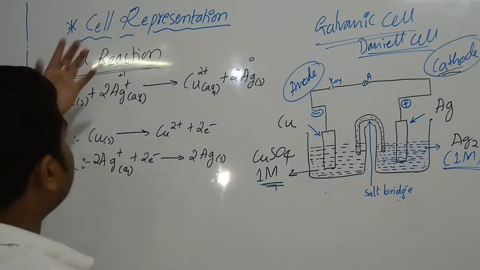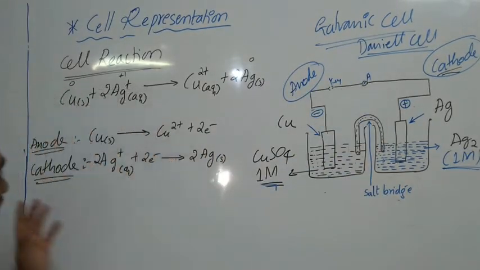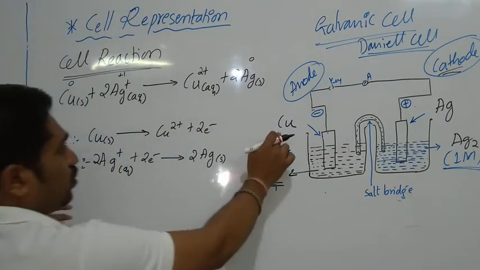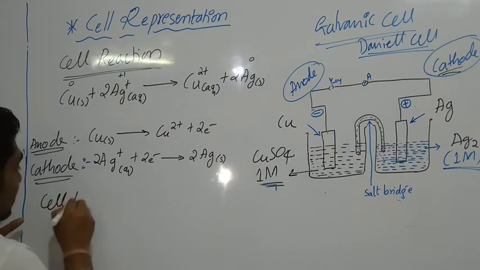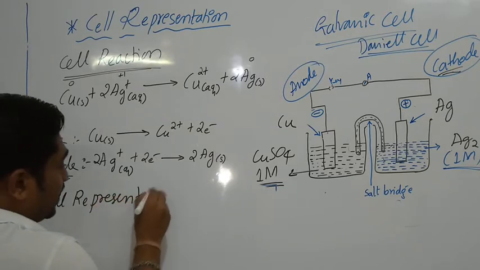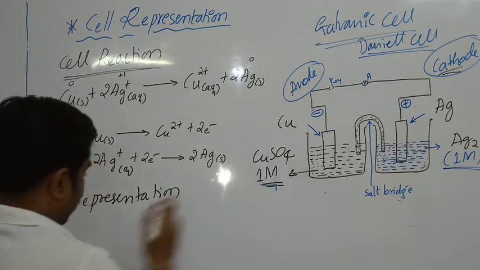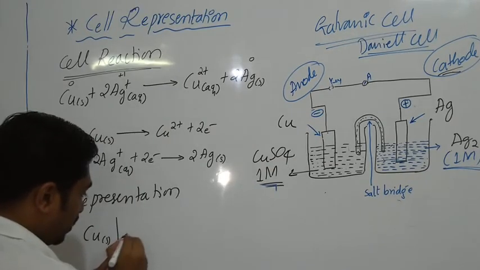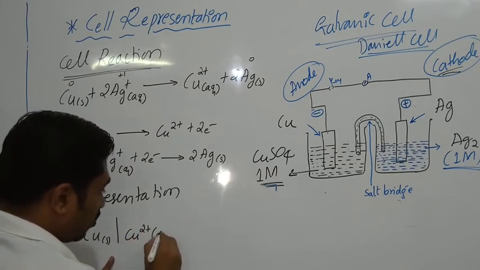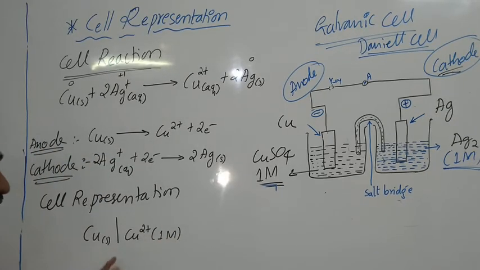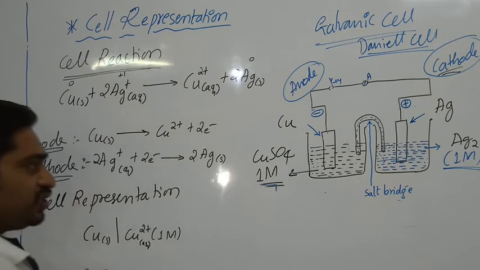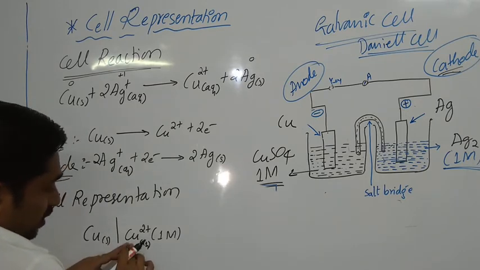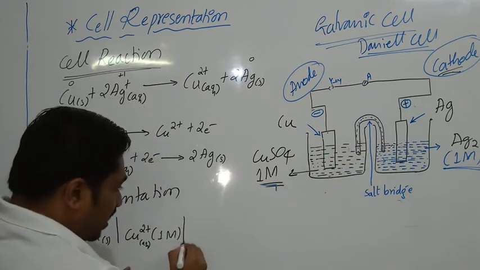And now we'll represent the cell. So how to represent this cell? As already explained, first which electrode do I have to consider? Yes, we have to consider the anode first. At the anode I have the copper electrode, and this copper electrode is dipped in copper sulfate solution. The concentration of this electrolyte is 1 molar. If concentration is not mentioned, we just have to write aqueous. In the examination, if the concentration is not given, we write only the aqueous form. Copper is dipped in copper electrolyte, and this is separated by a salt bridge.